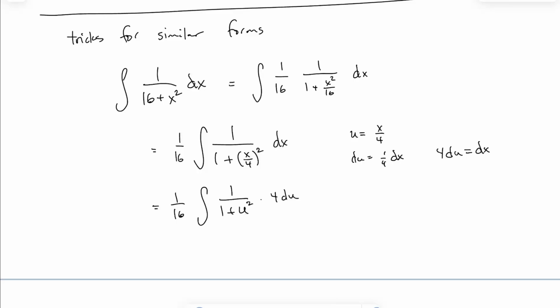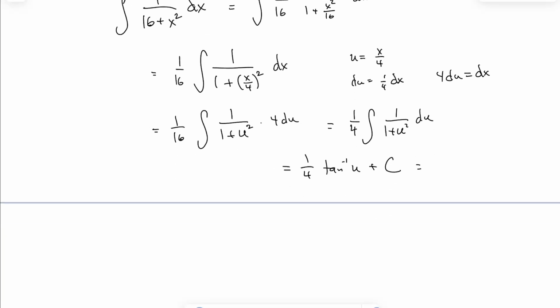All right, then factor the 4 out, and you can do the integral. So actually, when I factor the 4, it'll be just 1/4 outside. 1 over 1 plus u squared du, and that is inverse tan of u. And then finally, put the original variable of x back in. So it's 1/4 inverse tan x over 4 plus c.